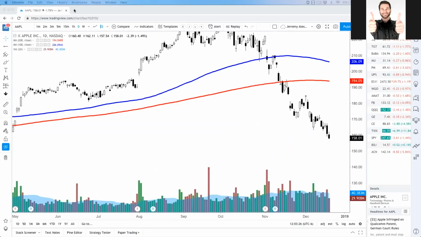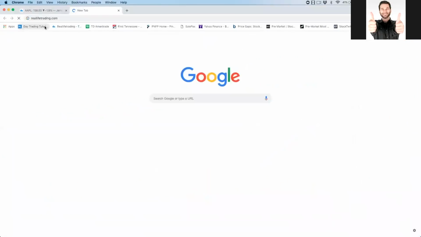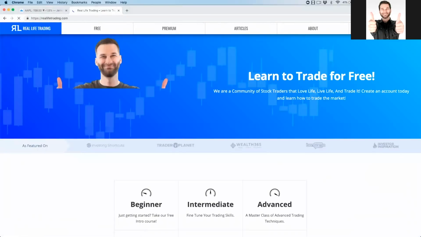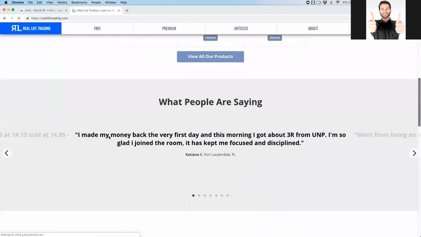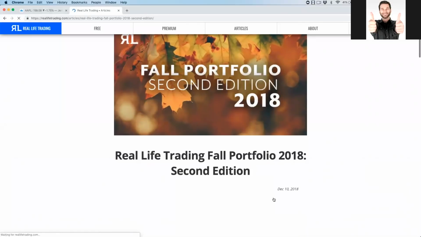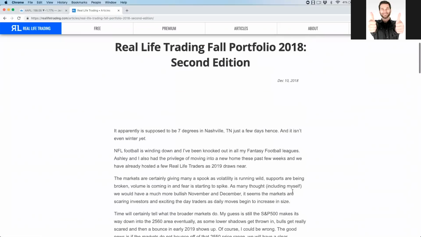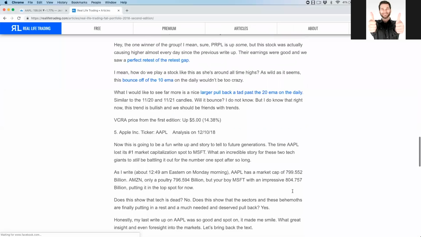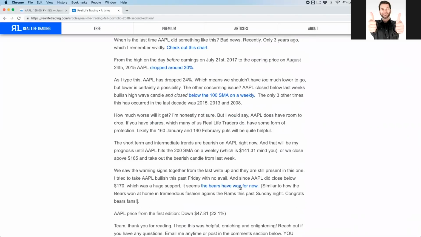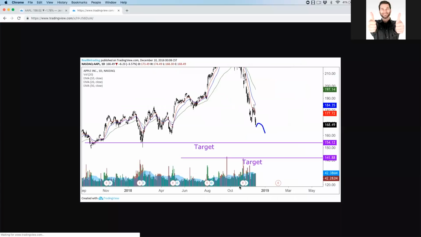And the crazy part is, I was so certain that was going to happen. I'll pull up the article that I created. And I do this every month, and this is the fall portfolio. This is the second edition. And so I'm just going to pull it up, just kind of show you. This was published back on December 10th, 2018. And I'm just going to scroll down to Apple and kind of show you, okay, I believe it's this one right here. The bears have won for now, breaking the support. So you'll notice it's kind of a little hard to see on this image. I wonder if I can zoom in.